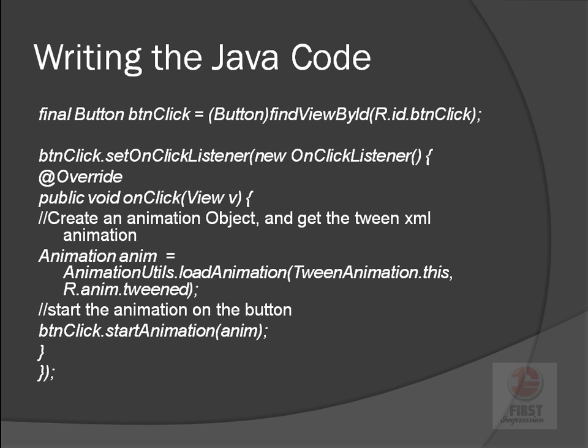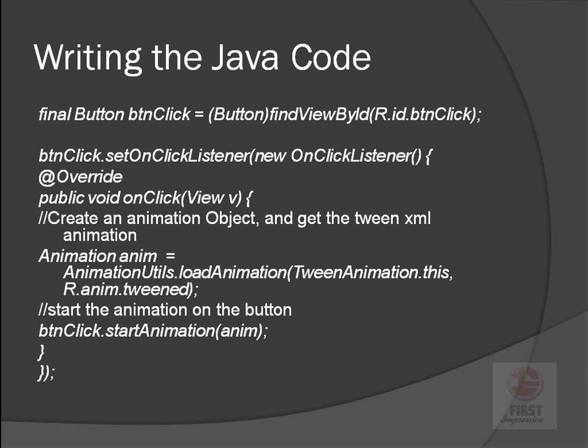I hope that was very simple. We had just created a new project with the name Tweened Animation. Inside this Tweened Animation, we had the main layout. Inside the layout, we had just one button. The button's name was BTN click. After this, we created a new folder inside the RES folder and named that folder anim.